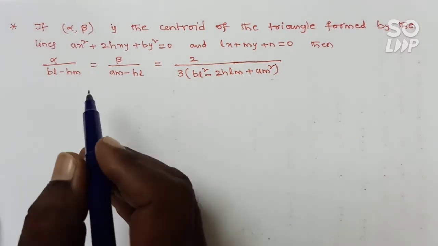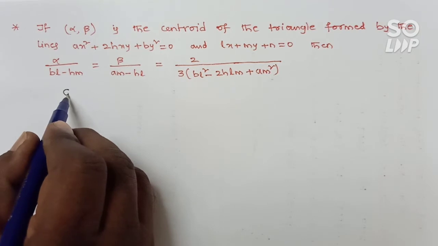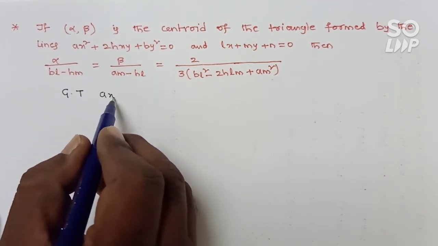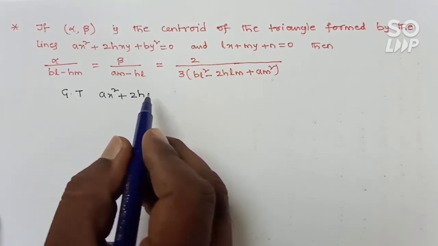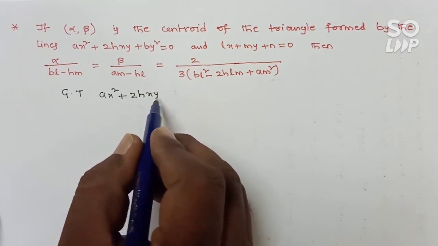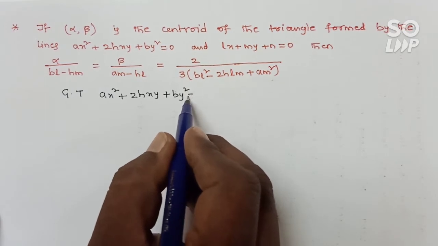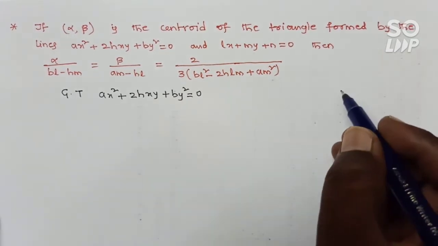See, here the given pair of equations is the homogeneous equation a x square plus 2h xy plus b y square equals 0. Now this equation will represent two sides of the triangle.